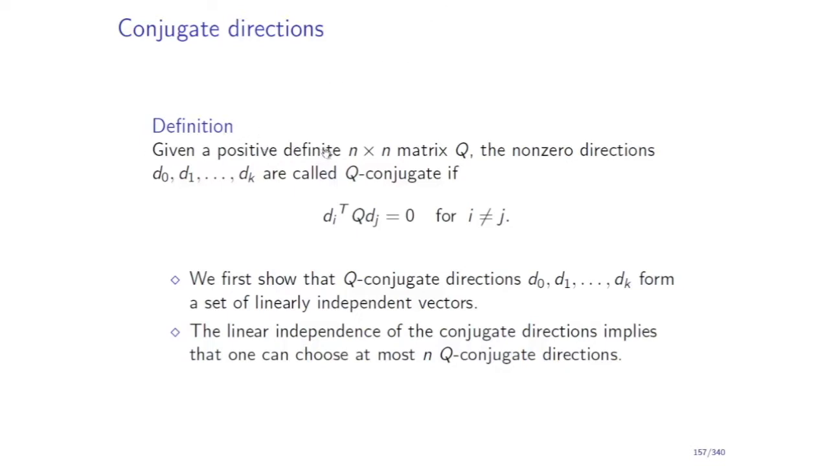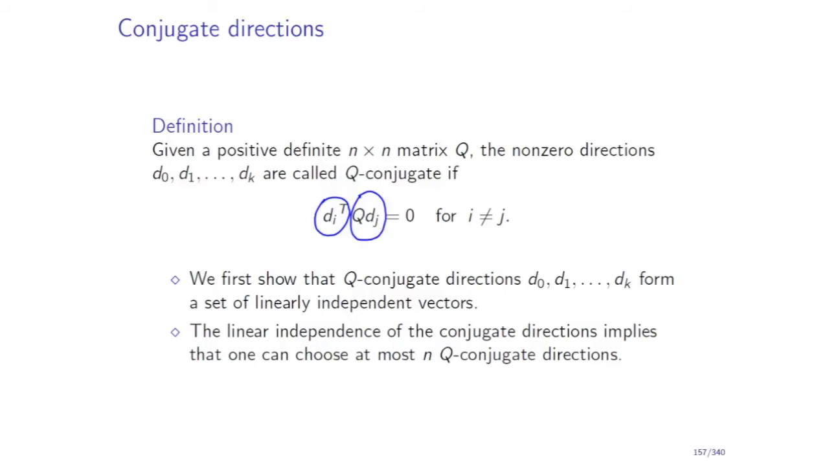Given a positive definite n times n matrix Q, the non-zero directions d0 through dk are called Q conjugate if the following holds. So we have di transposed times Q times dj is 0 whenever i is not equal to j. Okay, so it's almost like orthogonality, but in this case, you have orthogonality when you look at di and Q times dj. All right, so essentially the vector di is orthogonal to the vector Q times dj.